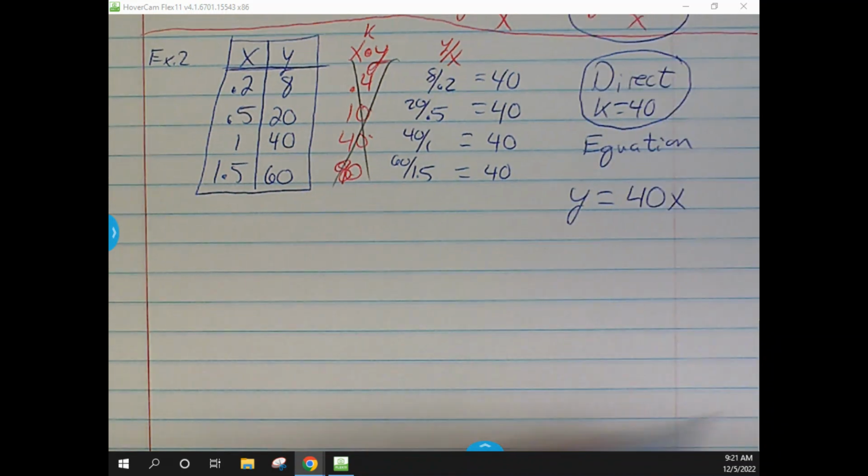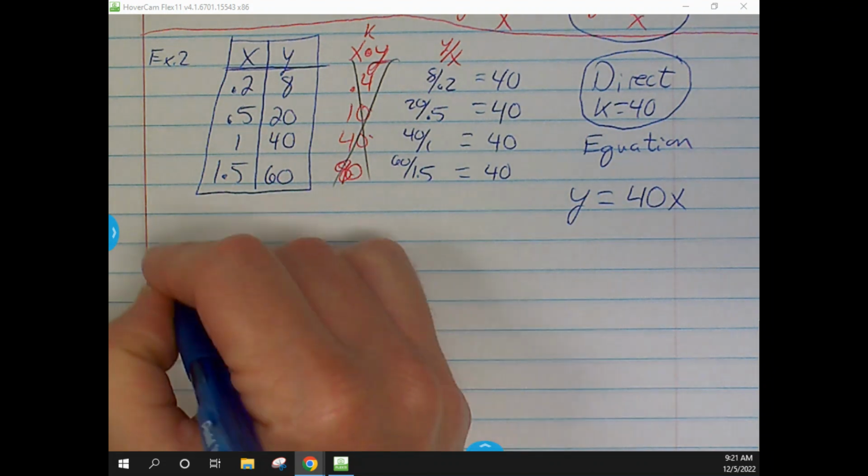Okay, so kind of going back to Emma's question on that one, there shouldn't be a way that it can be both. It cannot be inverse and direct at the same time, just based on two different variables. What you have, it has to be one or the other. And we'll show you a third one here.